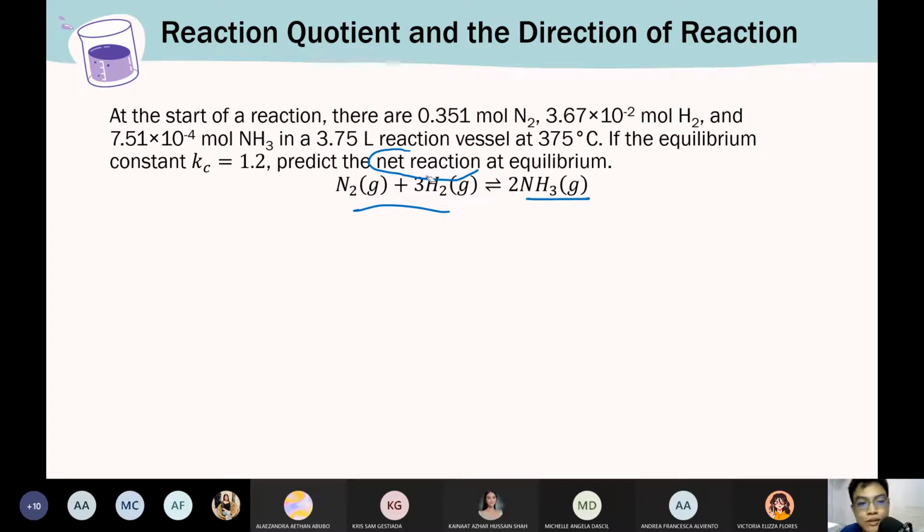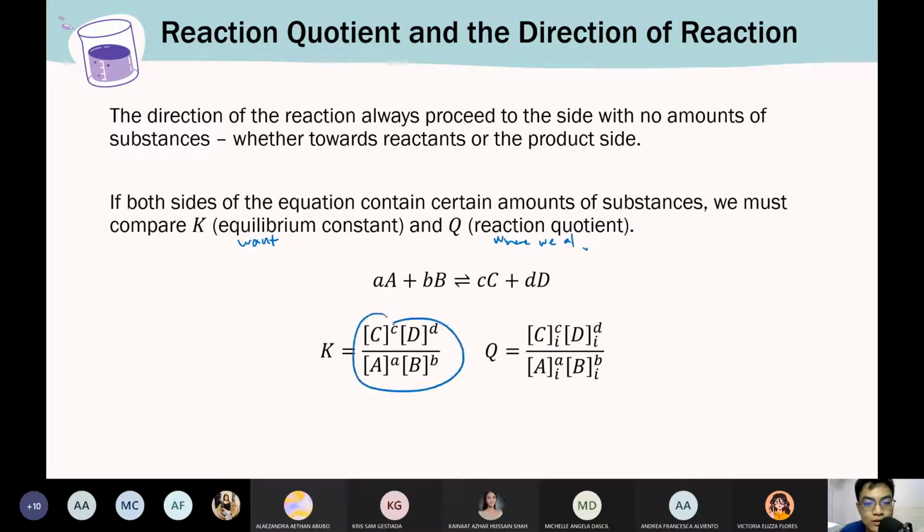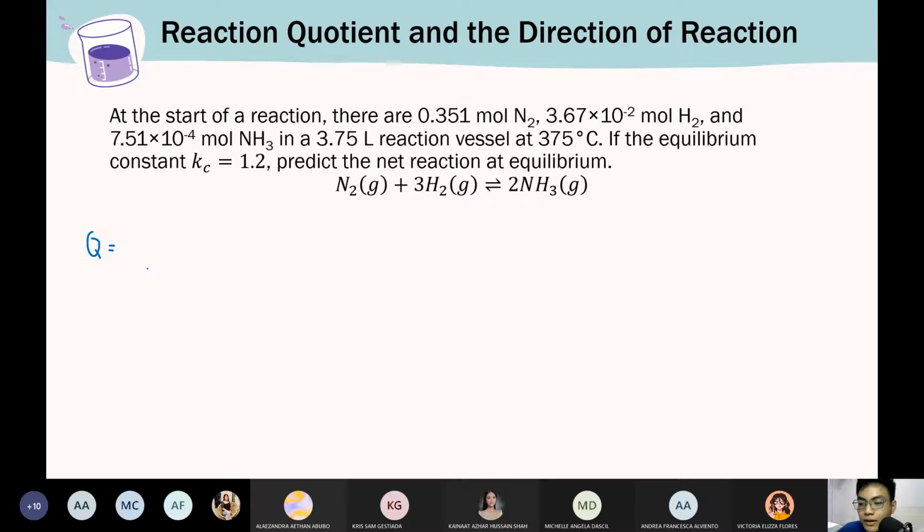We don't know. So that's what we are going to solve. Now, how will you establish or write the reaction quotient? Basically, the reaction quotient has the same expression as your K, except na may letter I siya sa ilalim. So it is the same as the K, except for the little, yung mga maliliit na I. Mga maliliit na letter I. Meaning nun, at the start of reaction.